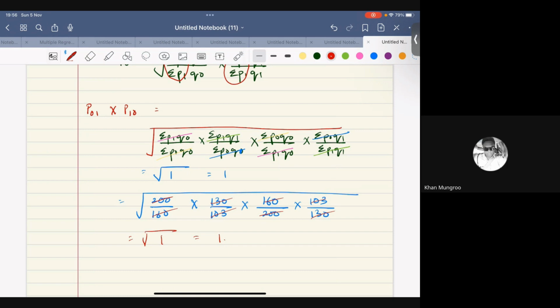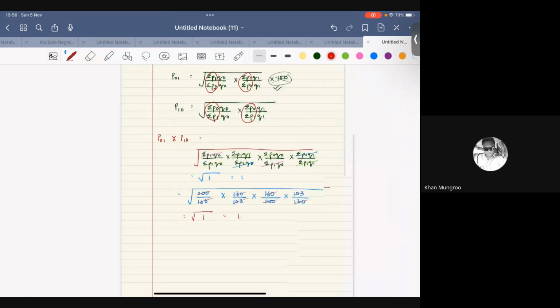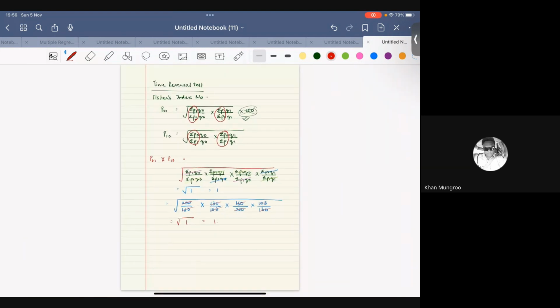Can we see the full page, please? Yes. We have just reversed it. That is all that we have done. Nothing else has to be done. Don't go into too much in-depth discussion. This is just one simple thing. They say that in Fisher's index numbers, if you change P0 to P1 and P1 to P0, you will still get the answer equal to 1. That means you can do time reversal test.